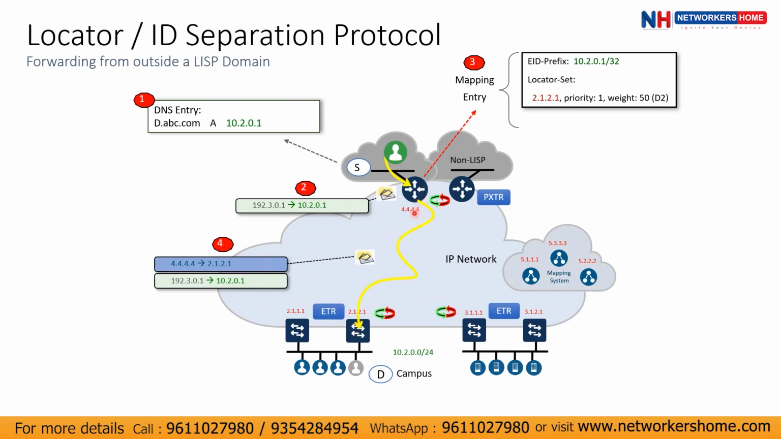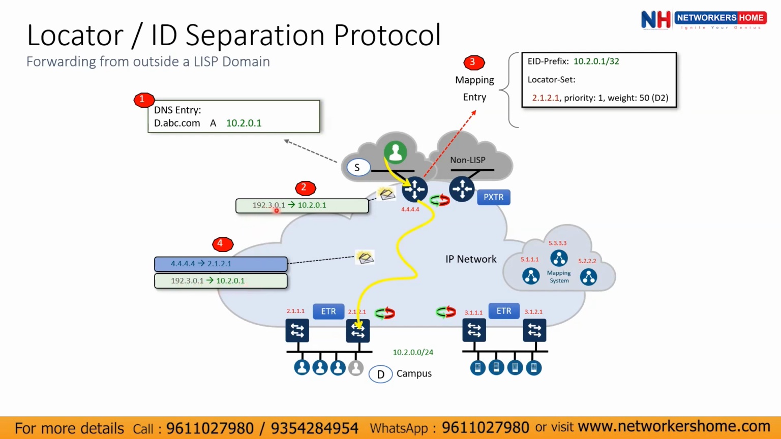So the RLOC address you can see is 4.4.4.4, right? And here 2.1.2.1. So one header has already been appended. So the first header is 4.4.4.4, 2.1.2.1. Under that, I have my original header, 192.3.0.1, and the original ask for the IP address 10.2.0.1.